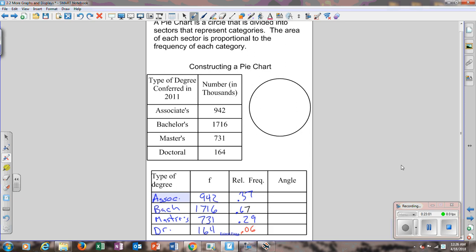Okay. Now you take that relative frequency, multiply it by 360. 0.37 times 360. It's going to give you an angle measurement of about 133 degrees. 0.67 times 360 would be about 241.2 degrees, so 241 degrees. 0.29 times 360 gives you 104 degrees.